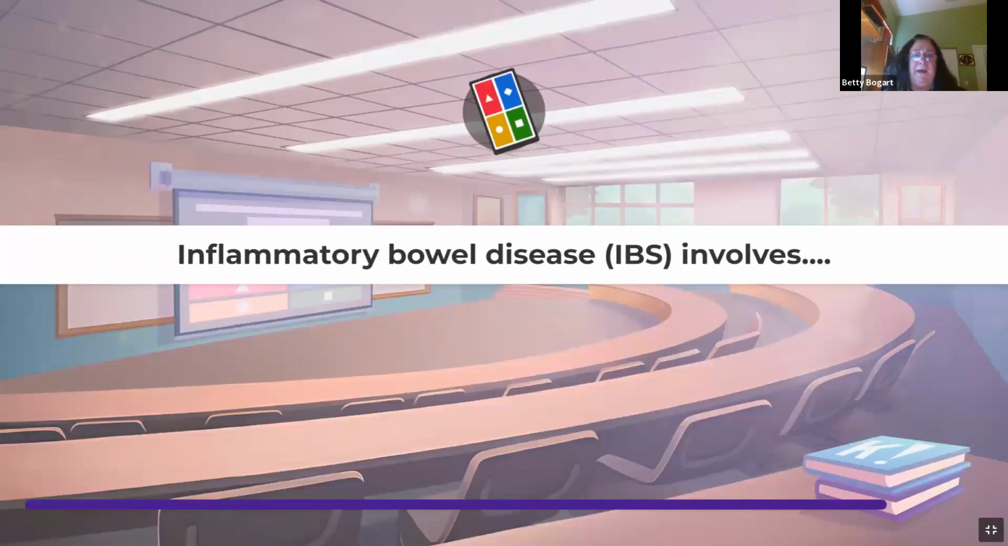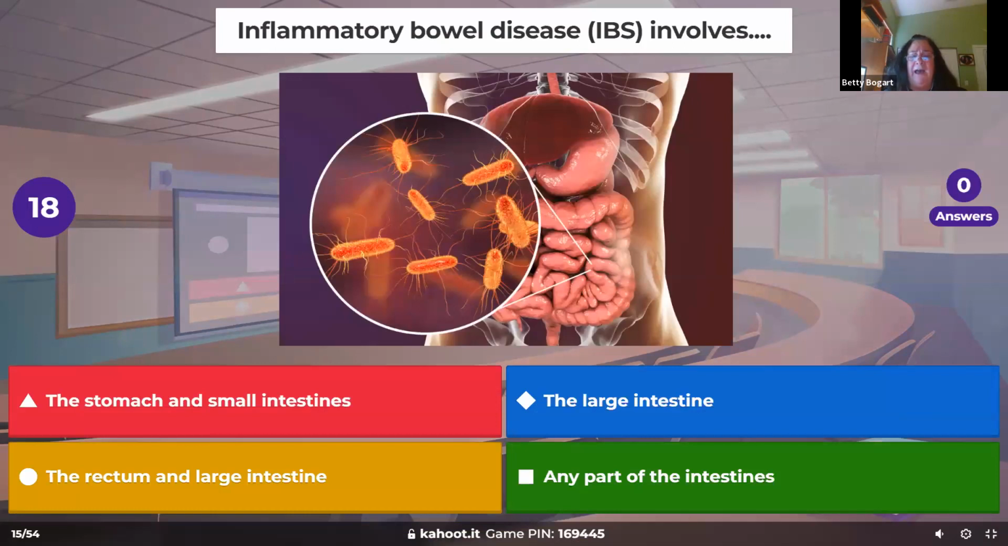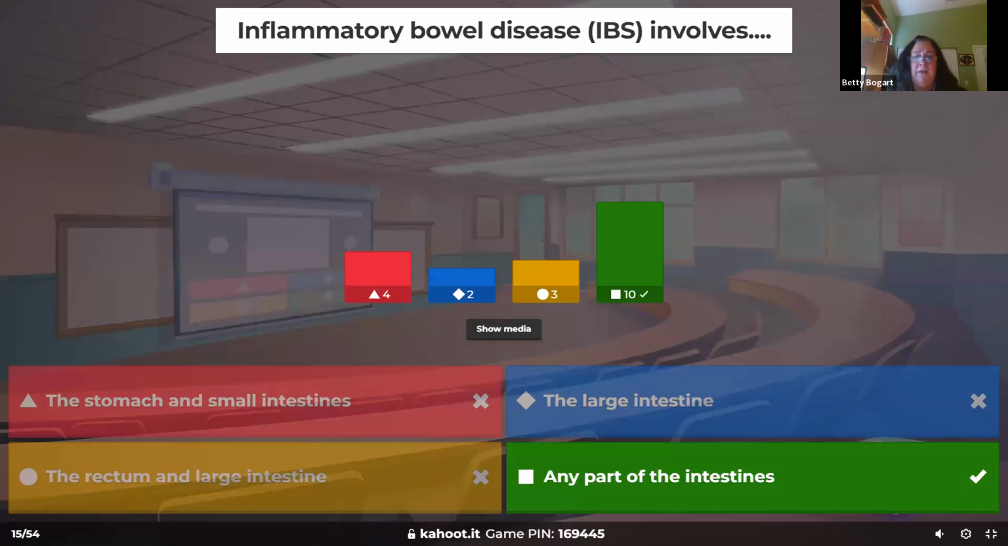IBD, inflammatory bowel disease, involves what? Any part of the intestines, it's mouth to anus. Any part, anywhere could be inflamed.